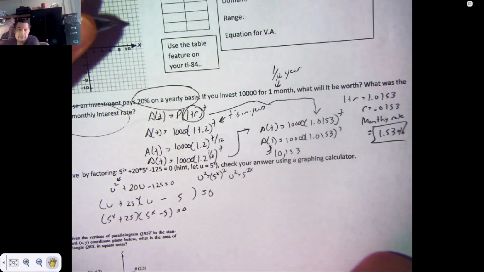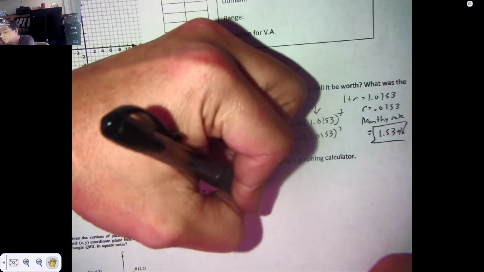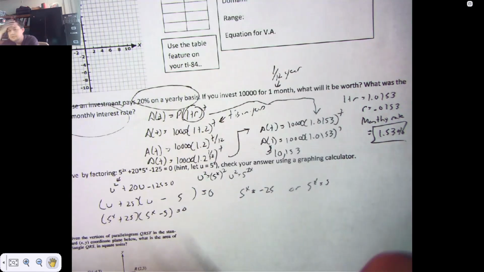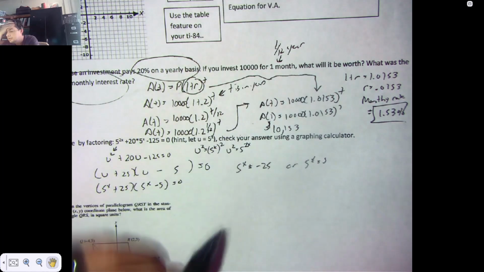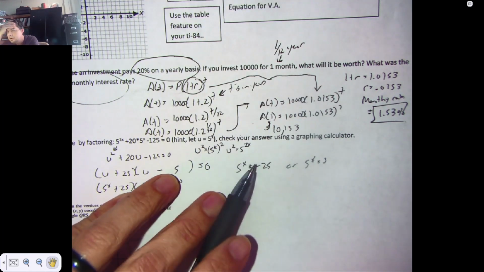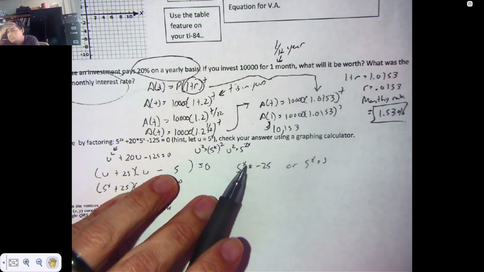And I'm going to use the cover-up technique and solve. 5 to the x is negative 25, or 5 to the x is 5. If you can come up with an exponent that creates a negative number, I'll give you $1,000 in cash. It has to be real. Okay?